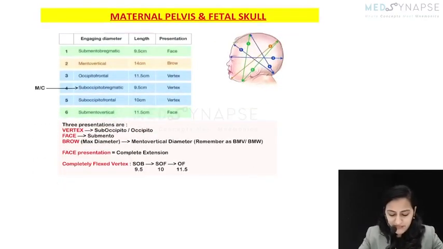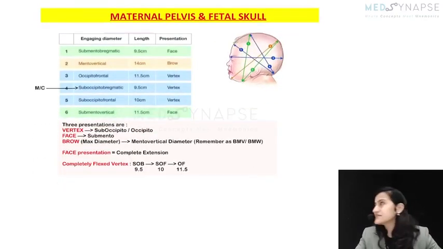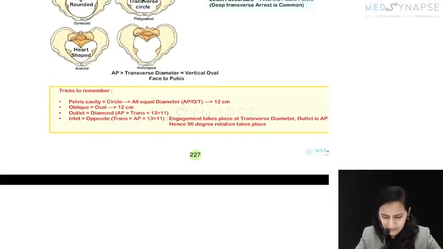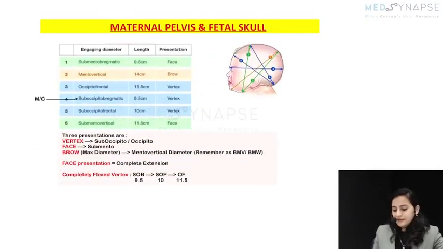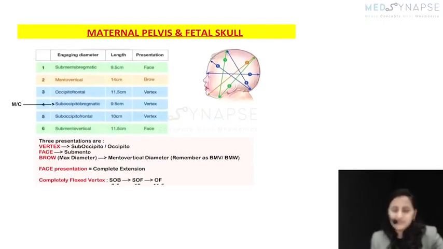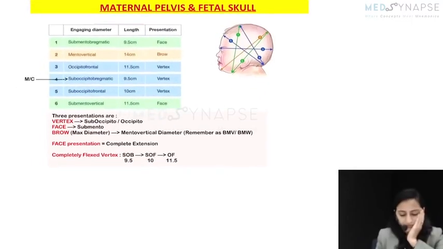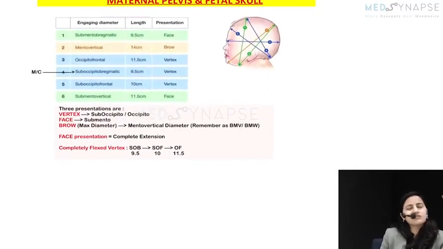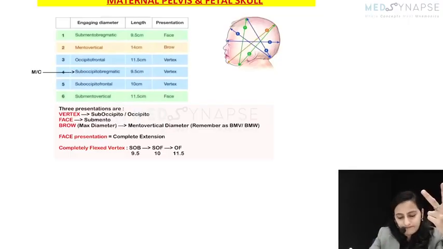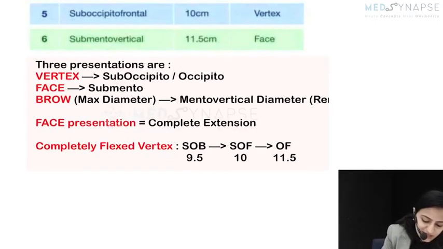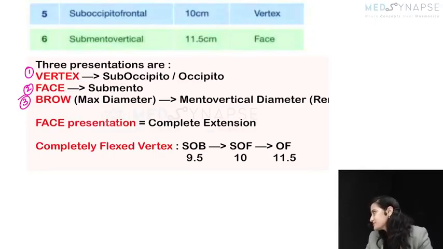So, maternal pelvis and fetal skull, starting with the diameters in the fetal skull, page number 227. In the fetal skull diameters, what is the favorable presentation that we see? How should it be? Vertex, face, or brow? Vertex. So the three presentations are vertex, face, or the brow presentation.